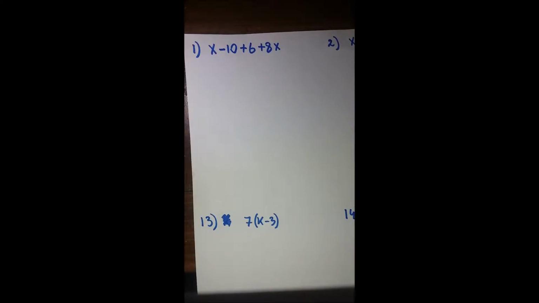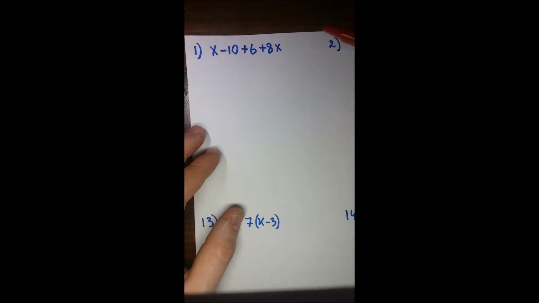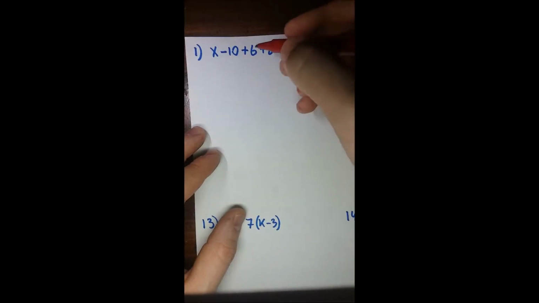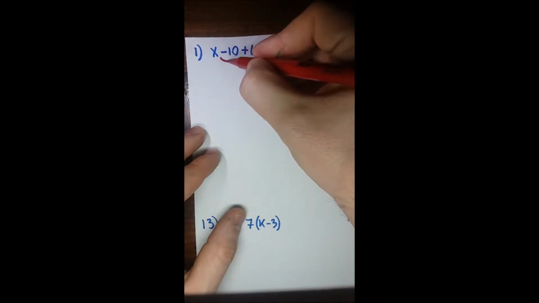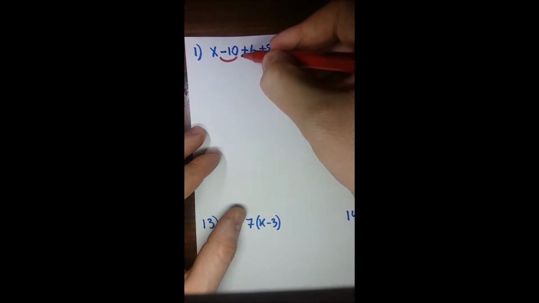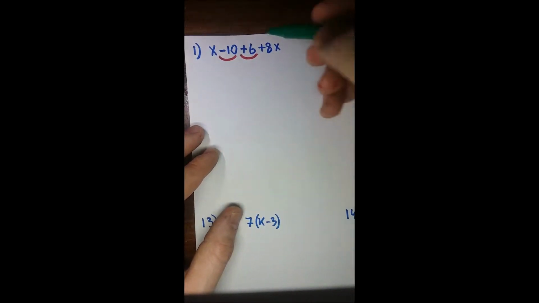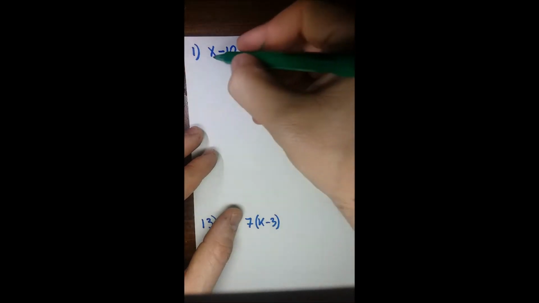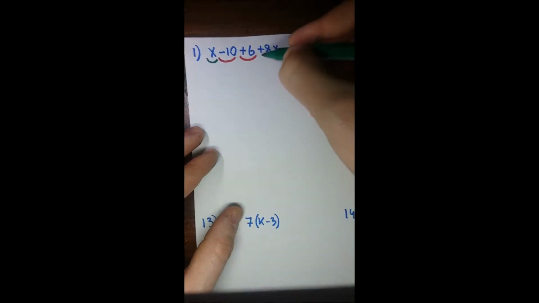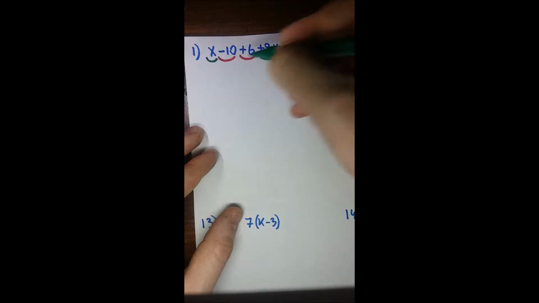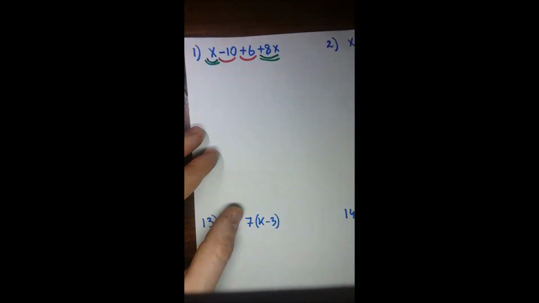Example 1. We need to simplify by combining like terms. Like terms are, in this case, numbers, which are constants rather, -10 and 6. And also terms that have x in it. It's 1x and 8x. Okay, so I'm going to underline them differently.